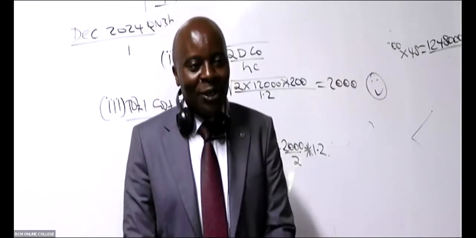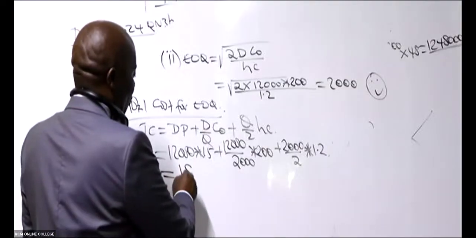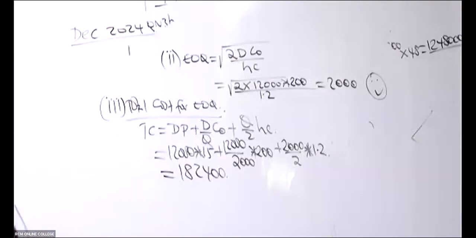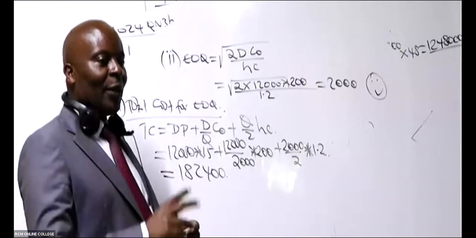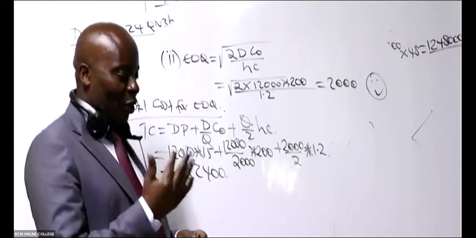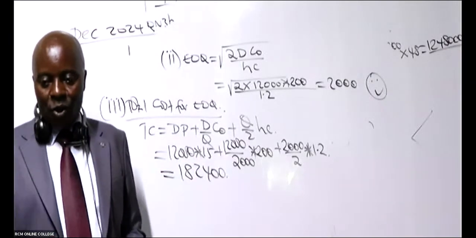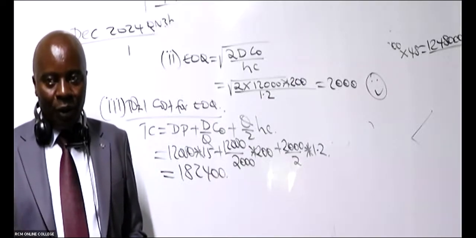So they're getting 182,400. Yes, 182,400. So then what would you recommend? In this case, I'm recommending EOQ. EOQ is cheaper now, isn't it? The other one was 183,000. This is 182,400, isn't it? So I recommend the EOQ model. It is cheaper.